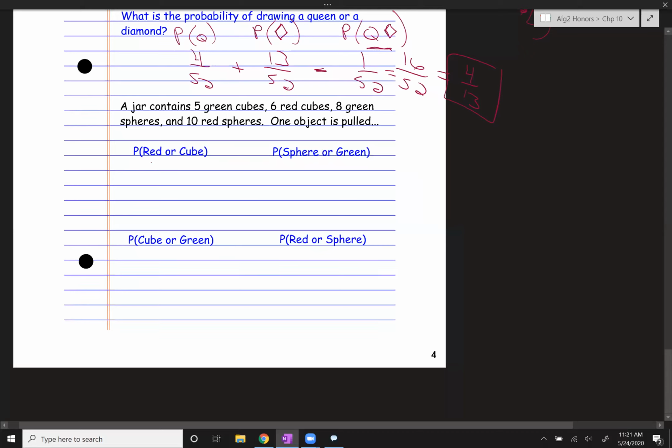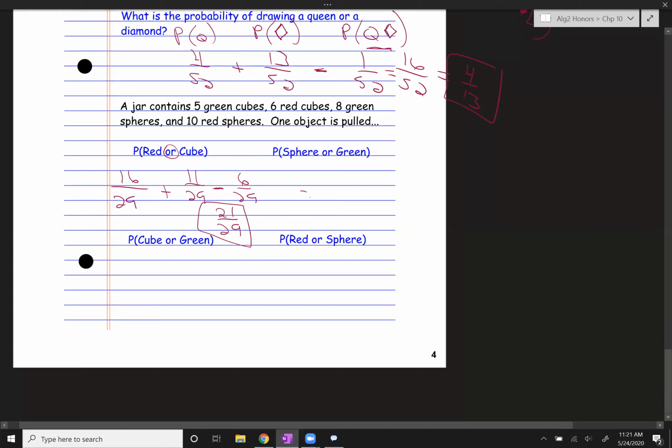All right, red, and that's 16. Red cubes, red spheres. Okay, so 16 out of our grand total here, 29. Plus, right, because it's or, a cube. How many are cubes? First 2 are cubes, so that's 11 out of 29. But I have to take away how many are red cubes? 6. Okay, so that's going to get us our grand total 21 29ths.